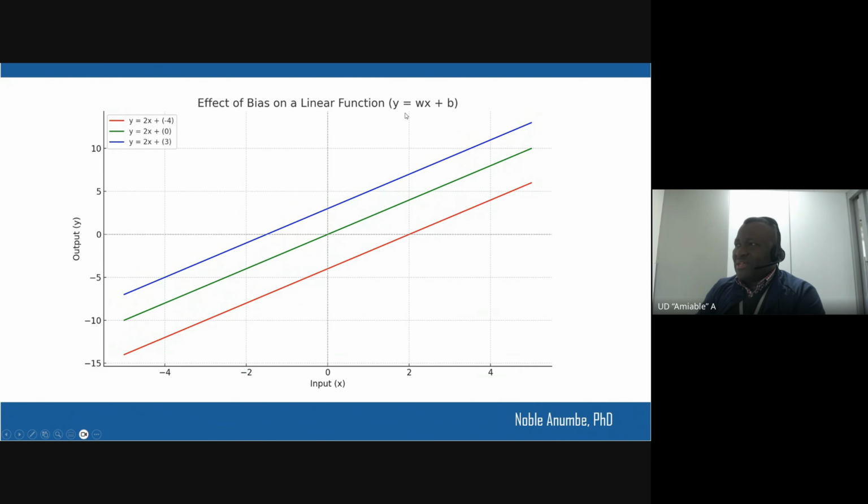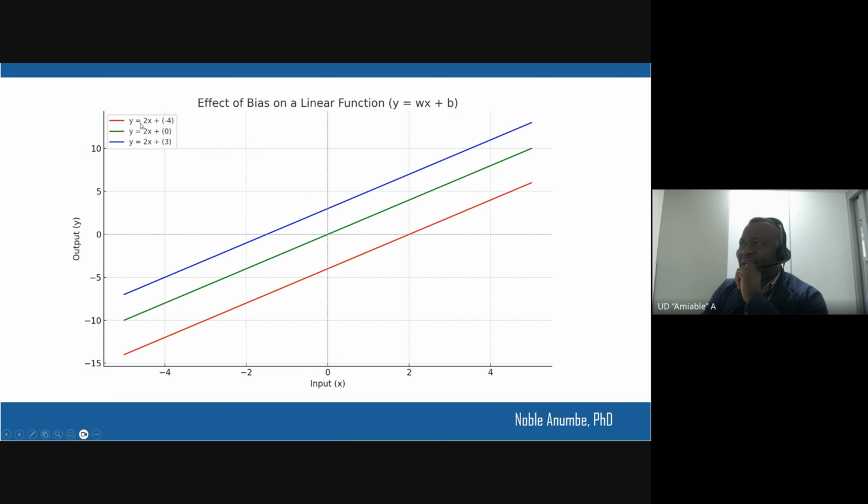Effect of bias on a linear function. Let's say we have an equation y equals wx plus b. That's what we have, right? y equals wx plus b. So notice here, you see the red one. Notice this is your y-axis. This is your 0 to this point, 0 to this point. So this is your 0, 0 point here, right?